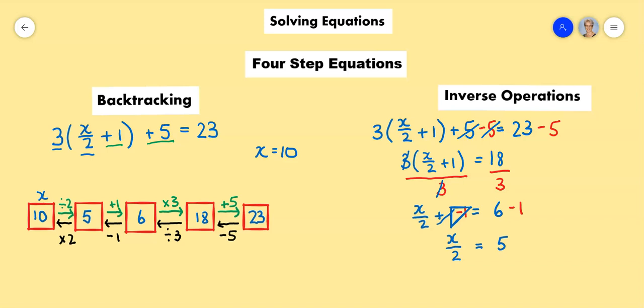The final thing that we had to do to undo our equation was to times by 2. So I'm going to multiply both sides of the equation by 2. Divided by 2 and times 2 will cancel out, and I am left with x is equal to 10. Again, the same answer that we got from our backtracking.